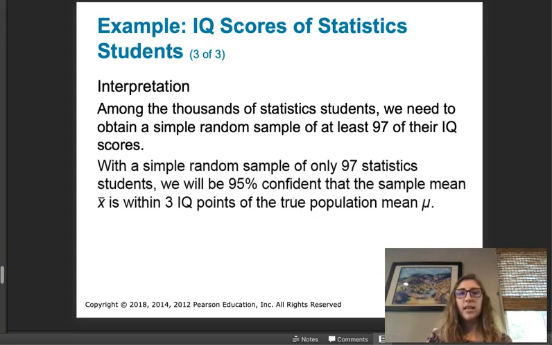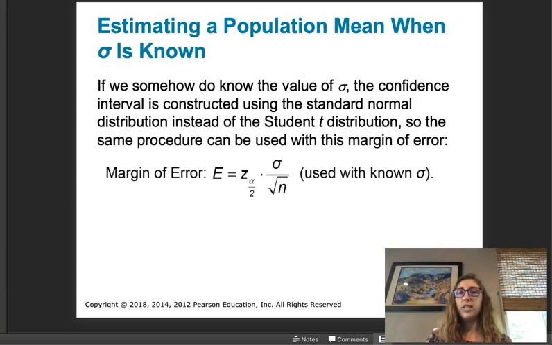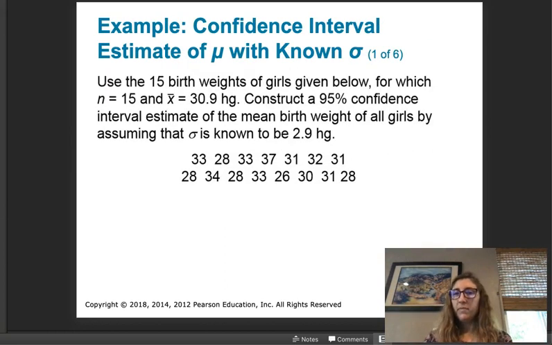So last but not least, I wanted to briefly mention what we do if we are in the rare situation of actually knowing what our population standard deviation is. Okay, so I mentioned before we would go ahead and find a z-score instead of a t-score, and we'd be using sigma since we actually know what that is. In your calculator, you would be using your z interval instead of your t interval.